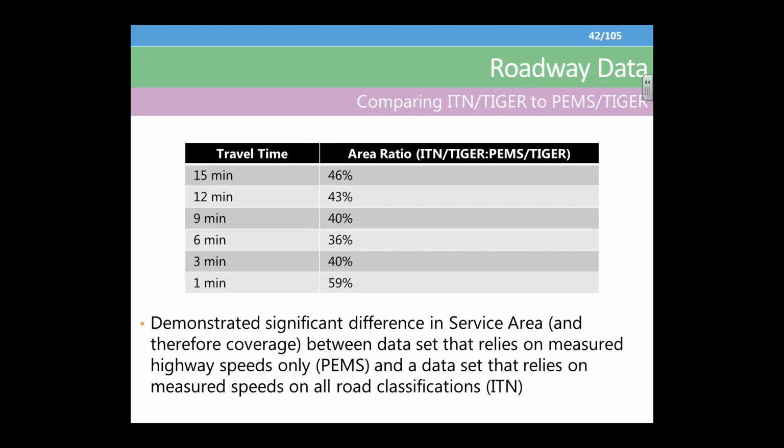So, to put some numbers on this, when you compare the size of drive times throughout the state from all 51 stations between ITN Tiger and PEMS Tiger, you see they're significantly smaller with the ITN Tiger. So we demonstrate a significant difference in the service area, and therefore, as we're about to get to it, the coverage between these data sets that relied only on measured data from the highways versus relying on measured data from the highways and the surface streets, essentially.